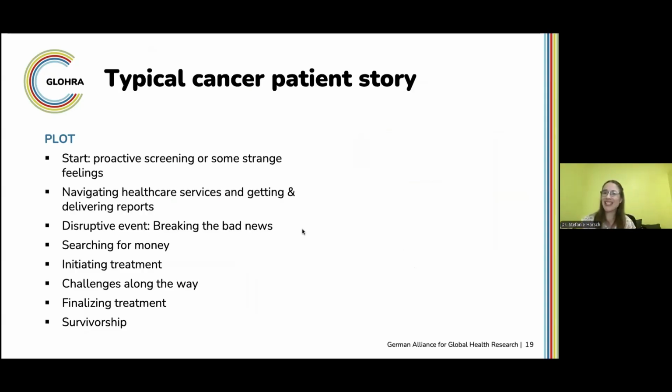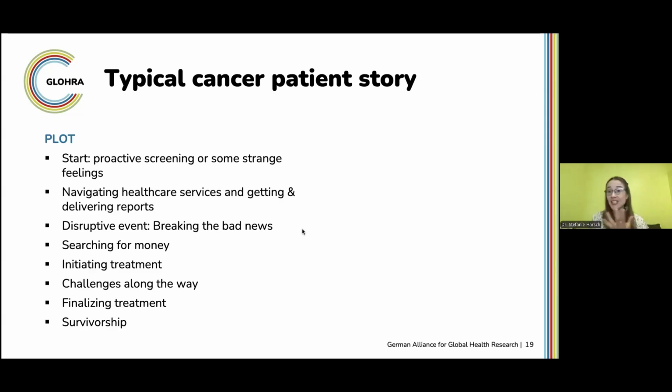When we then try to sketch out what is a typical cancer patient story in Kenya, there's not a normal start. Some were very proactive and are searching for screening. Some have a strange feeling, and some only go at the last minute to the doctor. But what all encounter is a challenge in navigating the healthcare system and getting and delivering reports from one place to the other until they finally get the diagnosis.